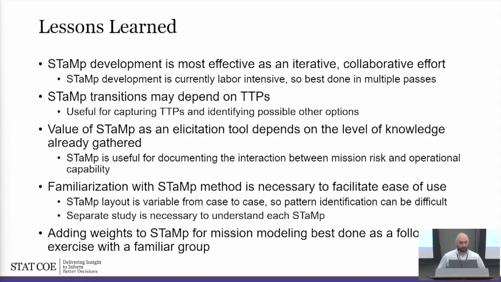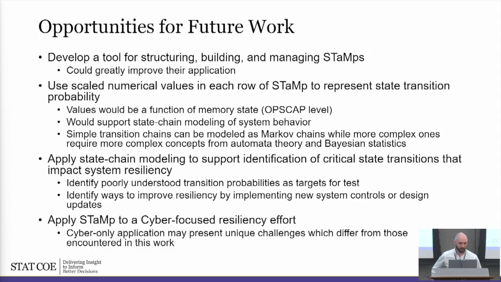And then, if you are going to take this to the next step and add those weights and try to do the Monte Carlo here, that is probably best done as a follow-up with a group that's familiar with the STAMP, so that at least you get through the effort of identifying what all those likely transitions are, and then you know where to focus your efforts afterwards. We found that it took quite a lot of effort just to map out which of those transitions were even possible.